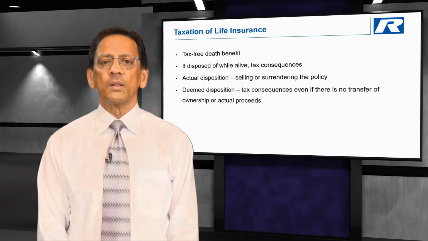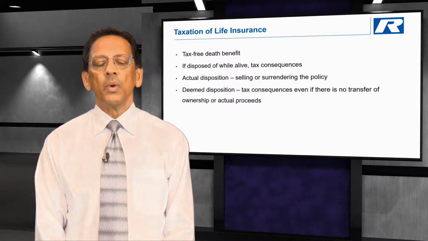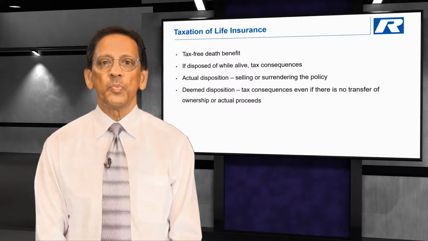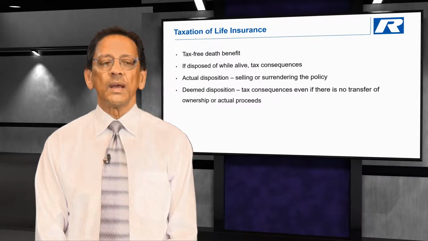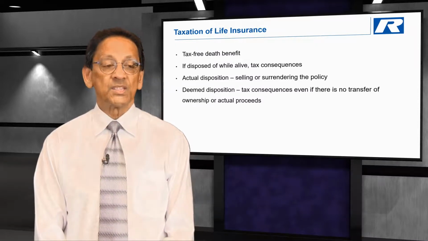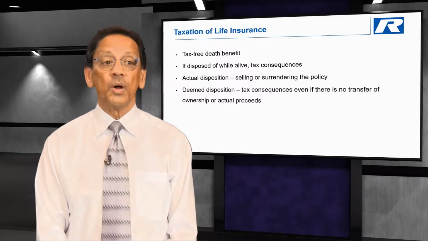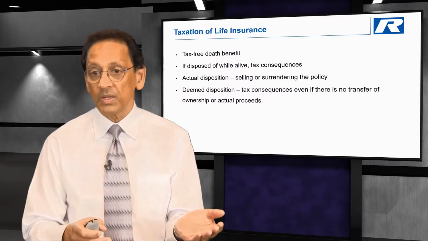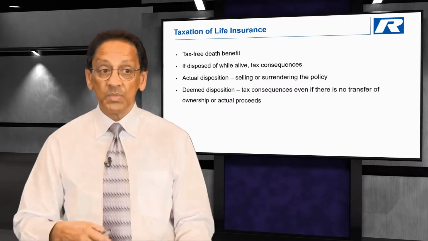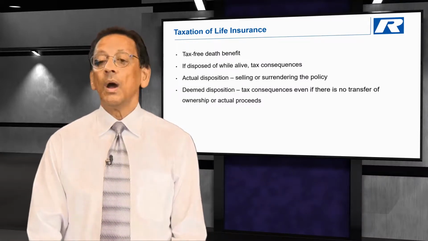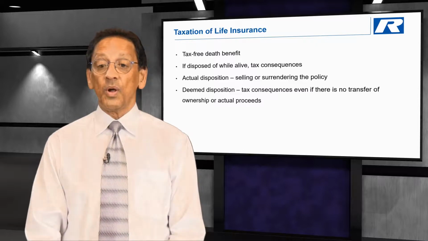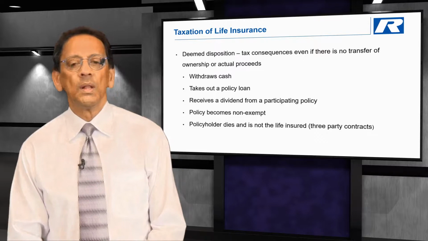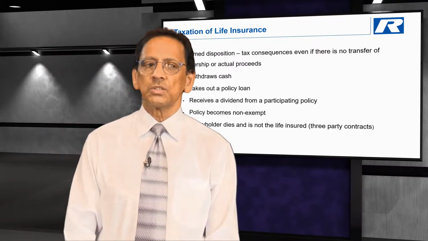There is something else called a deemed disposition, where the Income Tax Act says if you do certain things to an insurance policy, we're going to treat it from a tax standpoint as if you actually sold or got rid of the policy. So there are actual dispositions where I actually surrender my policy, or there are certain deemed dispositions where I have done something to the policy to trigger a potential tax liability. So let's talk about deemed dispositions.